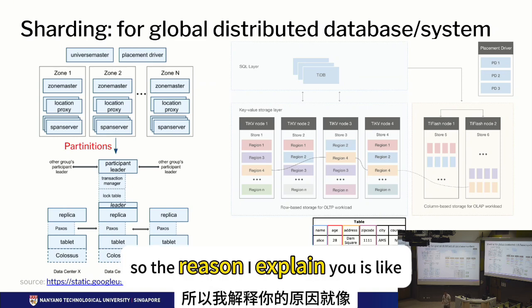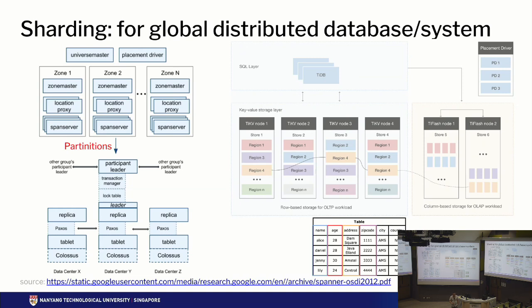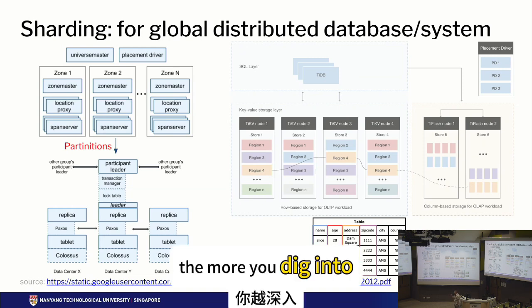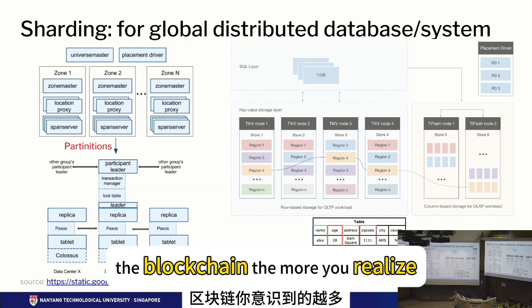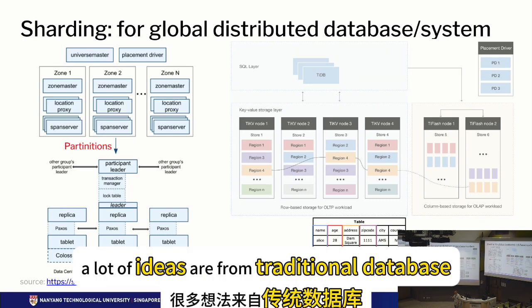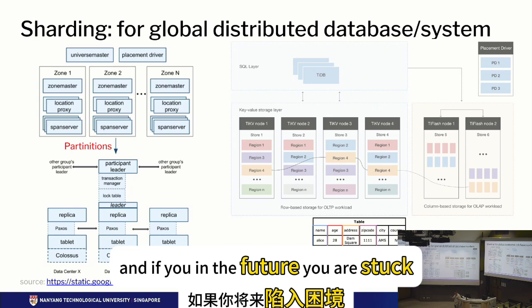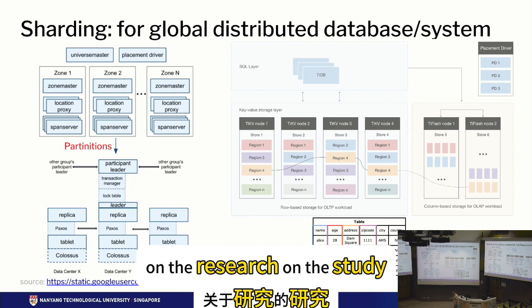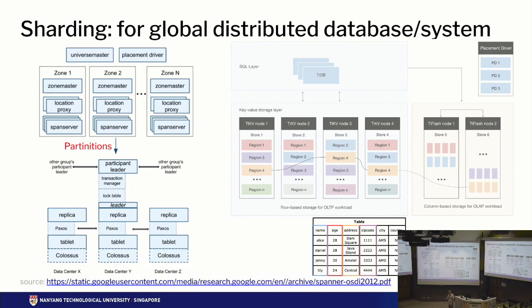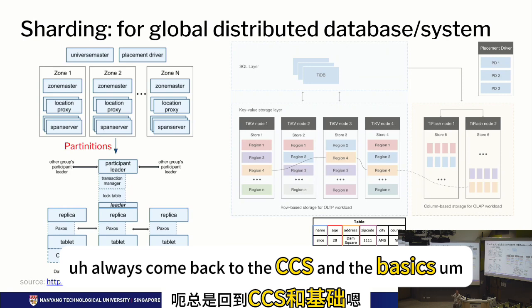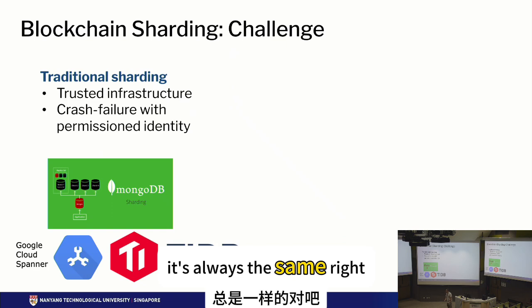So the reason I explain this to you is, the more you dig into the blockchain, the more you realize a lot of ideas are from traditional databases. And if in the future you are stuck on the research, on the study, on the work, always come back to the thesis and the basics. It's always the same, right?